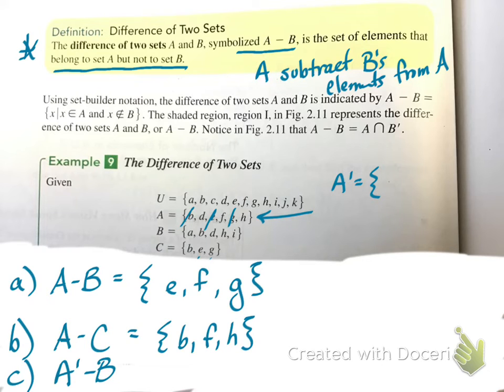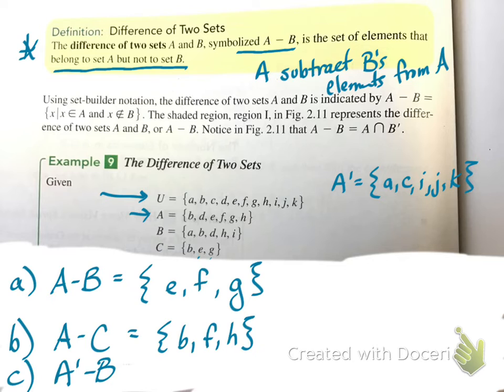So A prime says, what elements are in the universal set? So look at the elements of A and take those off of the universal set. What's left in the universal set if we remove set A from it? So we have A, C, I, J, K, I think.